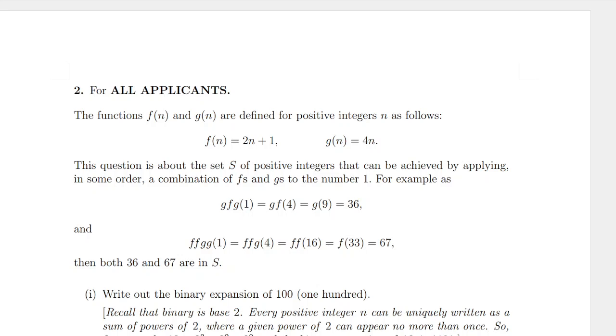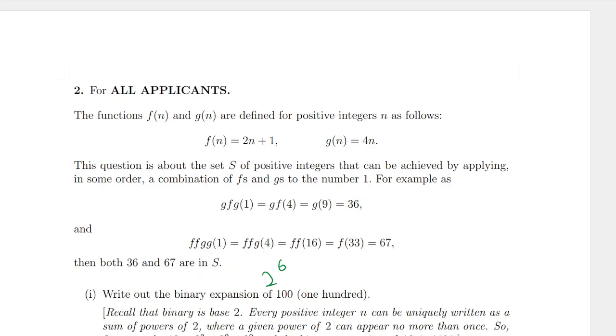Part 1, write out the binary expansion of 100. Okay, so I think that's quite irrelevant to the background, right? So what do we think? Binary expansion of 100. We've got to find the largest power of 2 which is within 100. And what would that be? Have a think. That would be 64. Yeah, 64 is 2 to the 6.